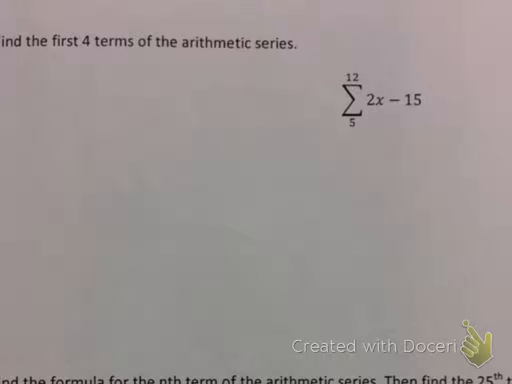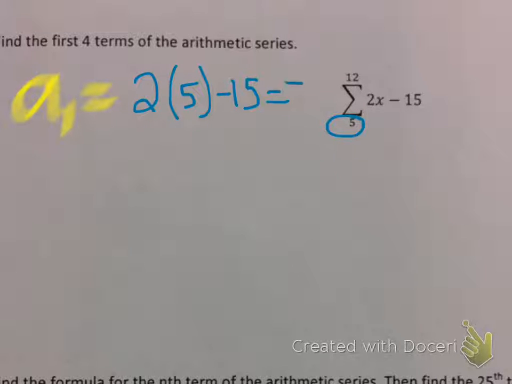All right, we have a couple more problems left. This one says find the first 4 terms of this arithmetic series. So if I want to find my A1 value, the very first thing I'm going to do is substitute in my first value. My first value here is 5. So I'm going to put it into my formula. So instead of 2x minus 15, I'm going to have 2 times 5 minus 15. 10 minus 15 is negative 5, so my first term is negative 5.